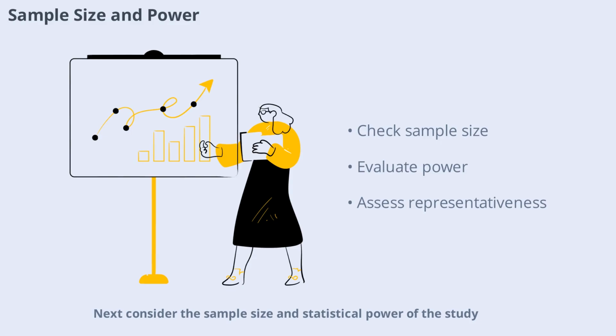Next, consider the sample size and statistical power of the study. A small sample may not accurately represent the larger population, leading to unreliable conclusions. Statistical power refers to the study's ability to detect a true effect if one exists. Studies with low power are more likely to miss significant findings or report false positives. Always check if the sample size is justified and whether the study discusses its power calculation.